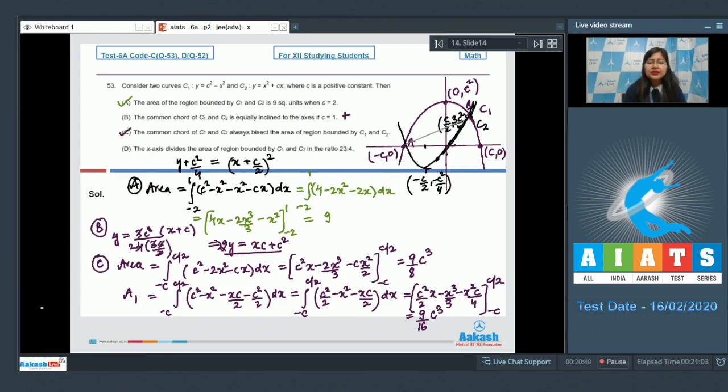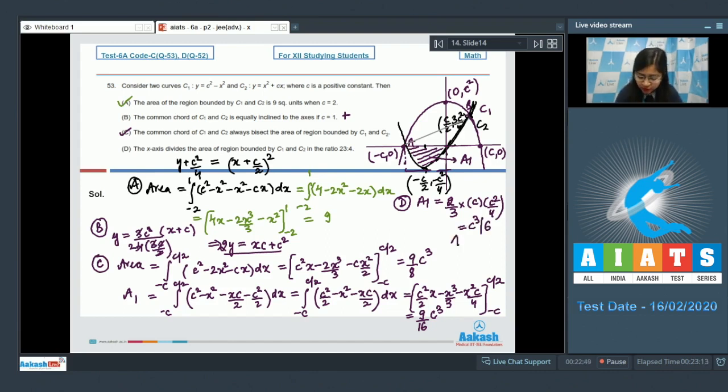Now option number D: the x-axis divides the area of the region bounded by C1 and C2 in the ratio 23:4. Now the area we have to find is this one, that is divided by the x-axis. Let us say this area is A1. So A1 will be equal to 2/3 of the area of this rectangle, that is c into c²/4. So this area is equal to c³/6.